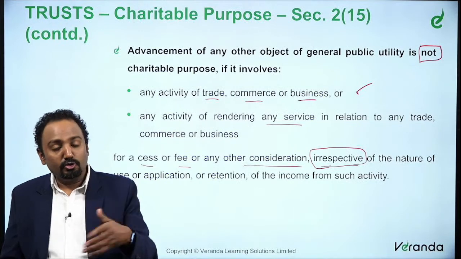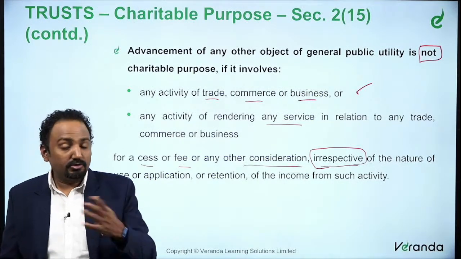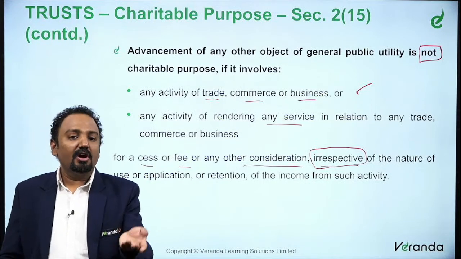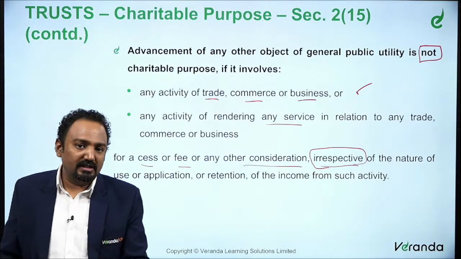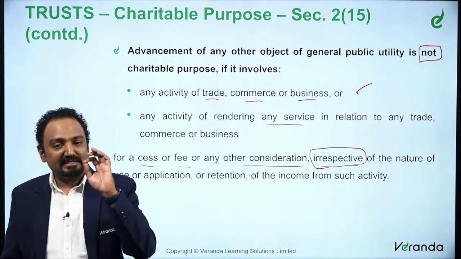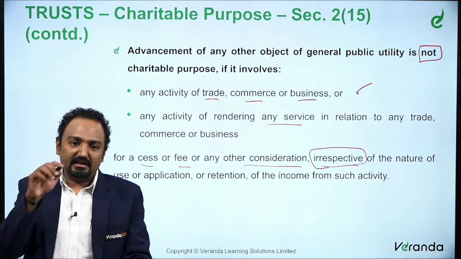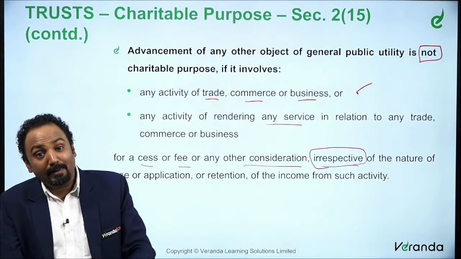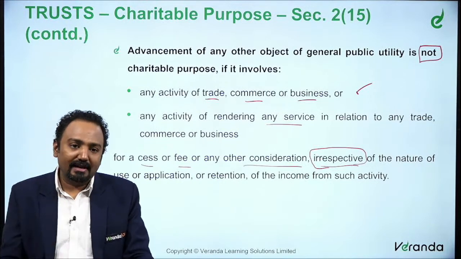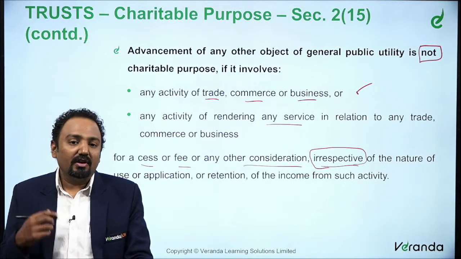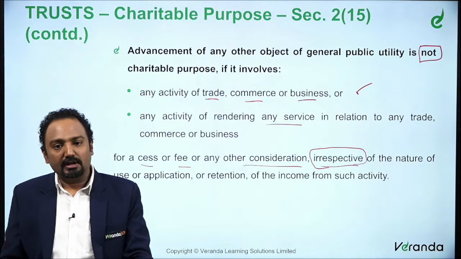The nature, use, application, retention, income. So, nothing is irrelevant, but the activity is related to trade, commerce or business, or a service which supports such trade, commerce or business. It cannot be categorized as a charitable purpose covered under the clause of advancement of any other object of general public utility. So, this is what you are calling the miscellaneous clause, the sixth clause, which we are talking about under section 2, clause 15.